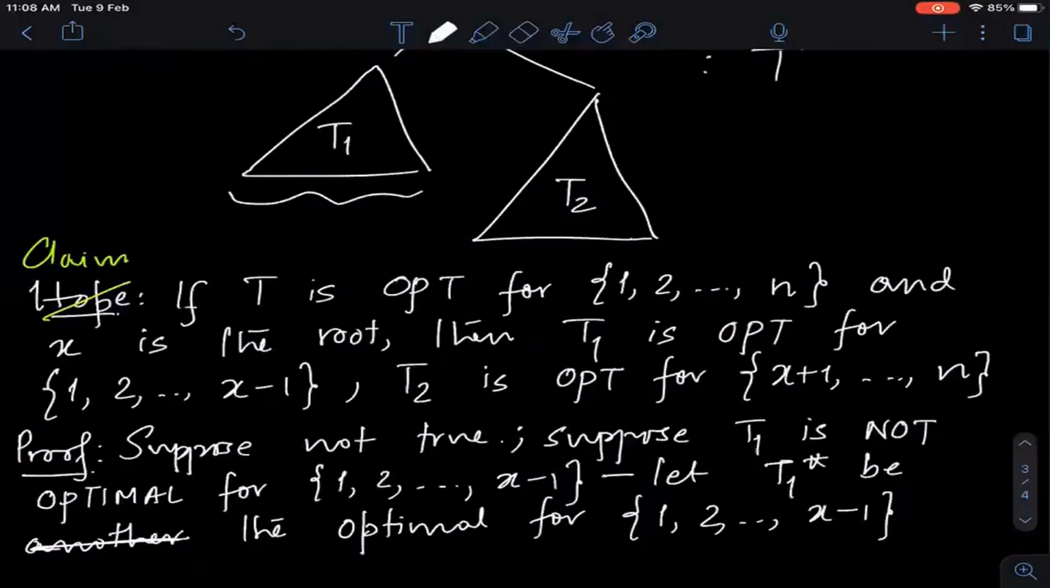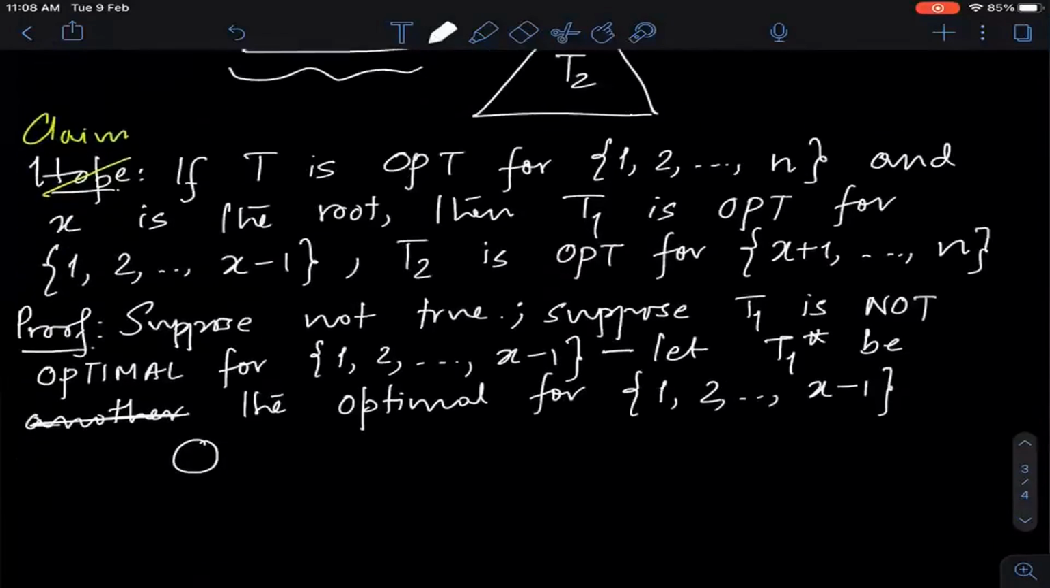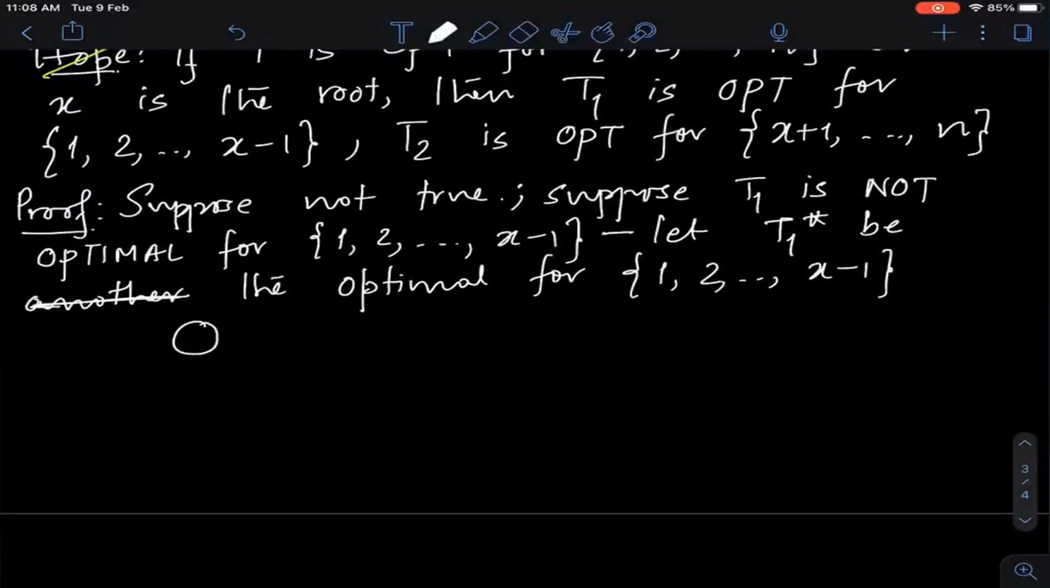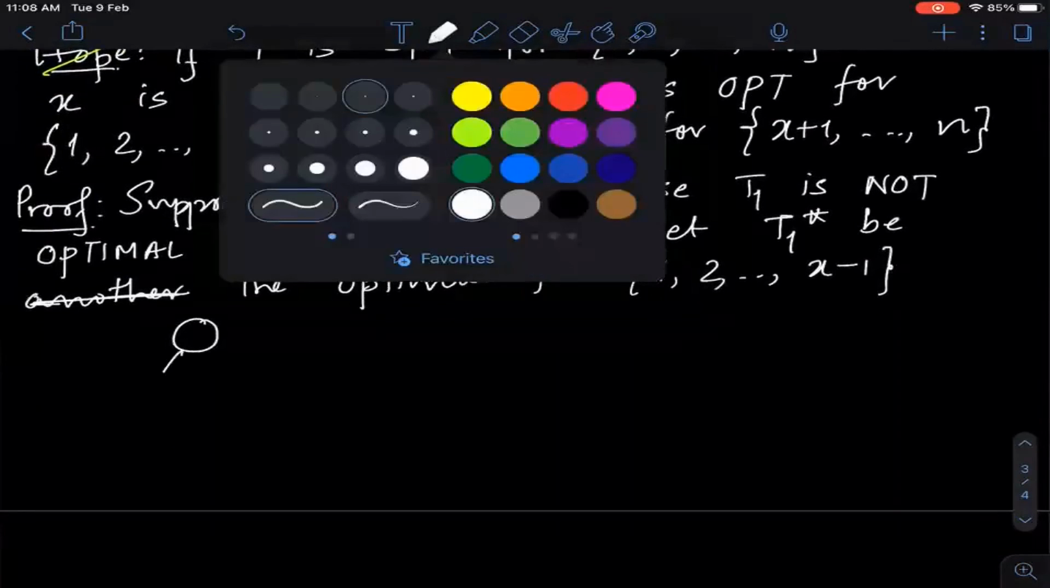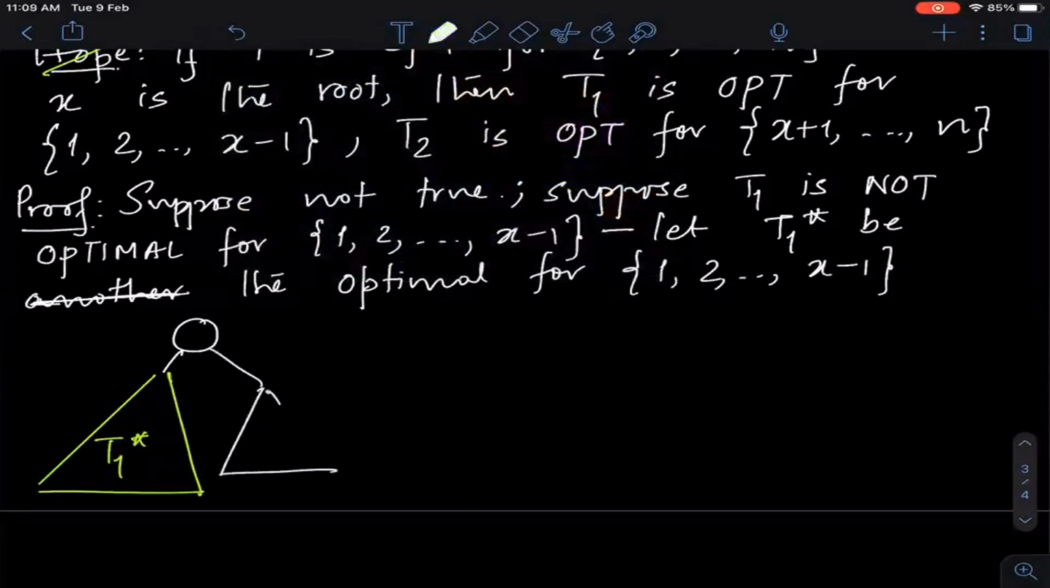Okay, good. So what is the other tree that I'm going to build? Well, it's the obvious one. I will just cut and paste. I will cut T1 out from this tree T, and I will paste T1 star here. So this is what it will look like. Let me use another color. This is T1 star, this is still T2, and this is X.